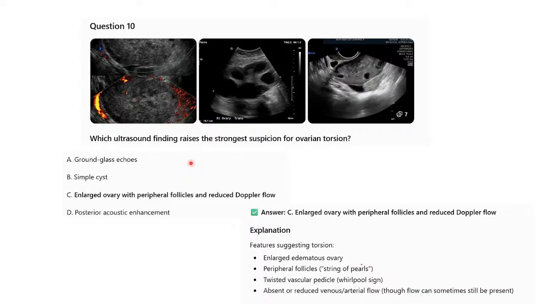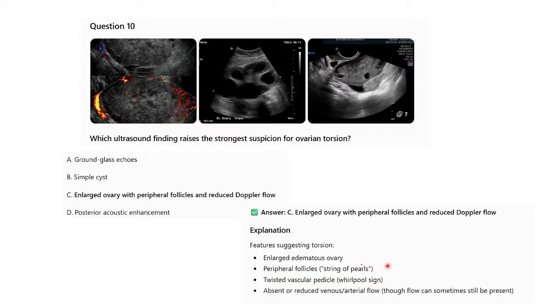Look at the left side: reduced Doppler flow. The explanation. Are you seeing the difference? Features suggesting torsion are: 1. An enlarged, edematous ovary. 2. Peripheral follicles streaming, twisted spheres. Then the twisted vascular pedicel. Then absent or reduced venous or arterial flow.